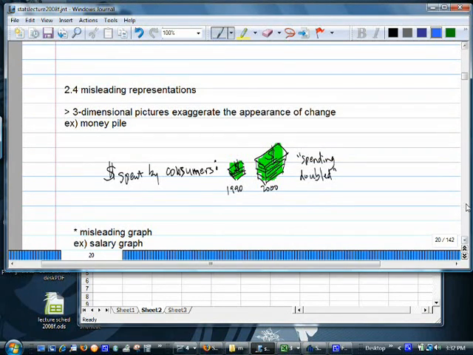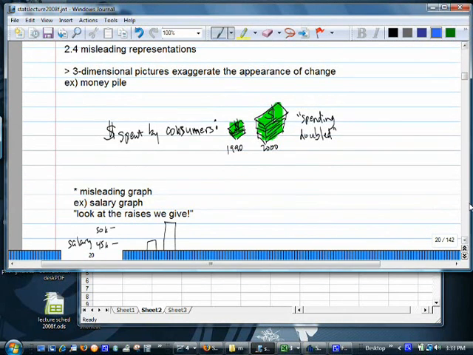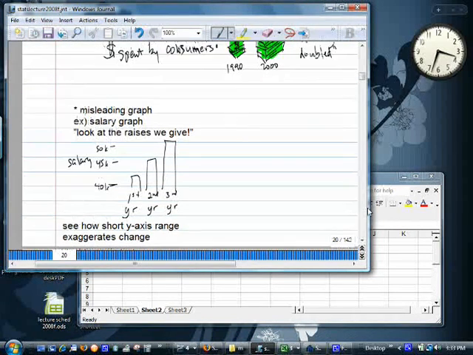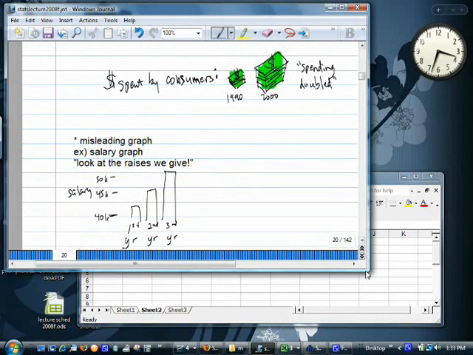So suppose you're going to a firm, you're looking for a job after graduation, and they're talking to you about the salaries they give, and they give you this chart, and they say, look at the raises we give. This is for our employees. This is your average salary for the first year, second year, and third year.